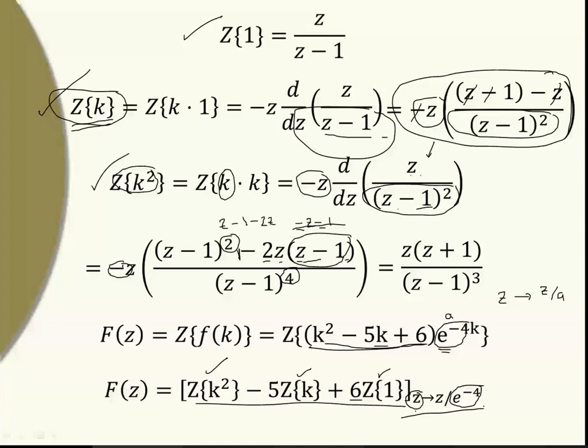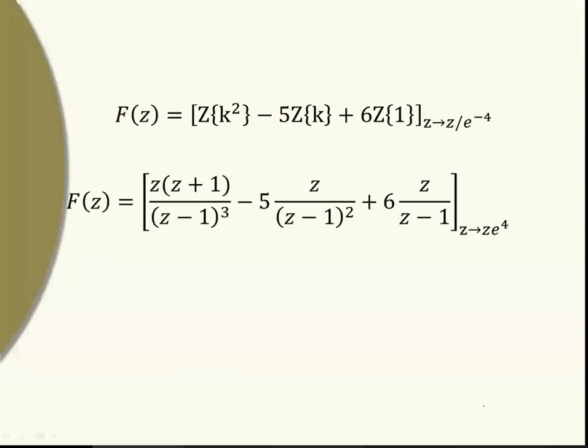Okay, so if we use these standard formulas, whatever value of z transform of k square we got, z into z plus 1 upon z minus 1 cube, z transform of k already calculated, z upon z minus 1 square, z transform of 1 also we have calculated, z upon z minus 1. And now replace z by z upon e raised to minus 4. When we take e raised to minus 4 to the numerator, it becomes z e raised to 4. And now just do this substitution.